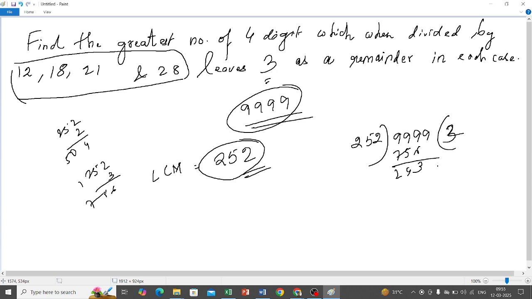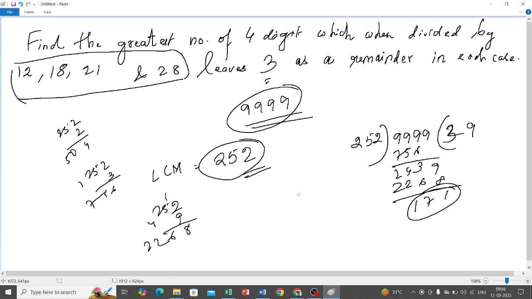So it will go 3 times. 750. And then after that 9. Yes, sir, 9. Okay. 2268. 171 is the remainder. Subtract 171. You will get 9828. Now 9828 is something which is perfectly divisible. So 9828 is the largest 4-digit number which is perfectly divisible by 12, 18, 21 and 28.